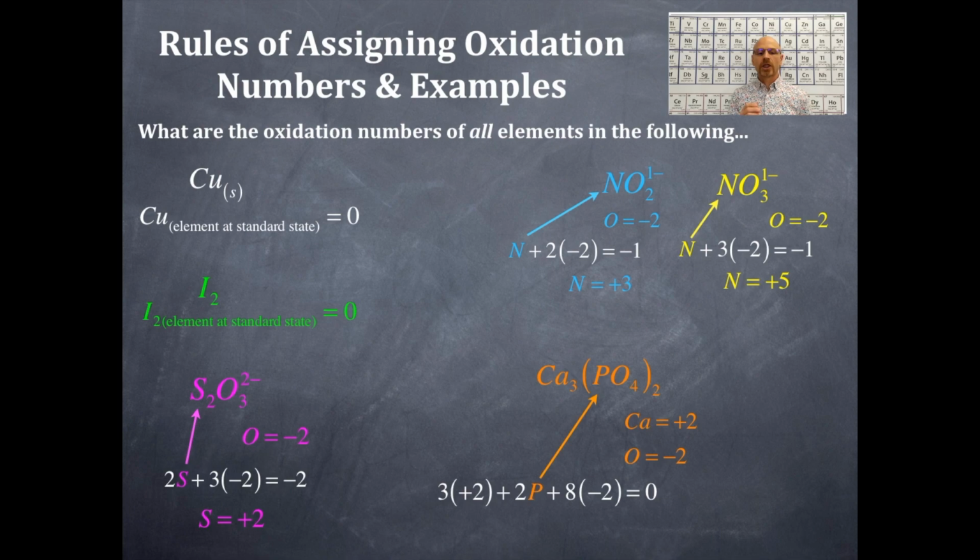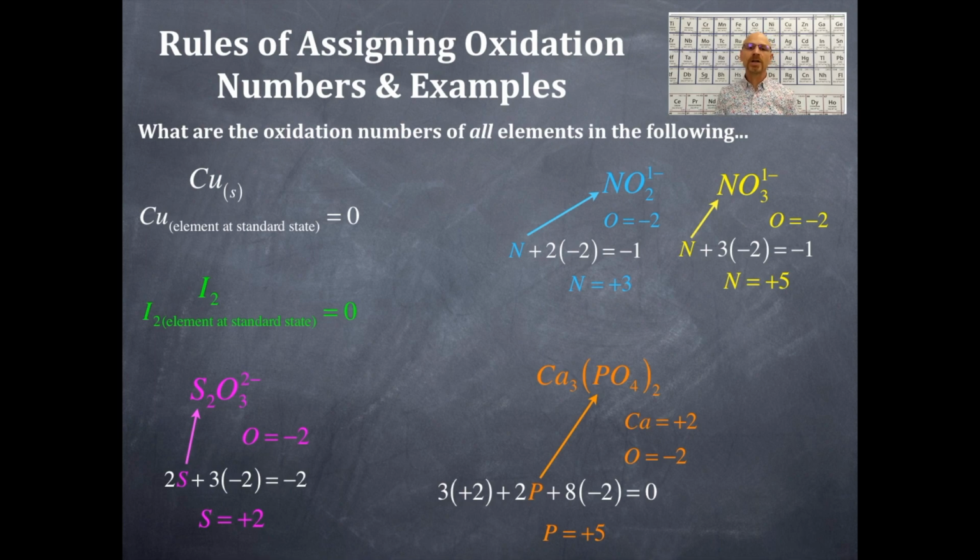So there are 3 calciums at 2+ each, plus 2 times the phosphorus, notice that 2 outside the parentheses, plus 8, that's 2 times 4, there's 8 oxygens at 2-. Now this is a compound with a net charge of 0, therefore it equals 0. So now we need to solve for P, or X, whatever you want to call it, and we're going to get the following. Phosphorus is equal to +5. So the oxidation number in calcium phosphate for phosphorus is +5.